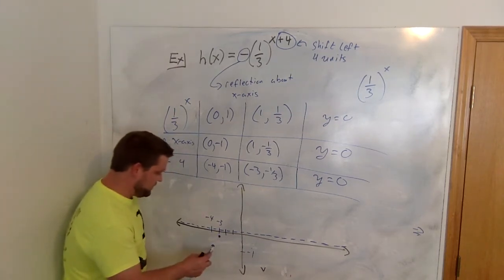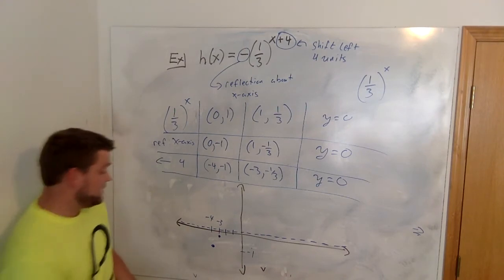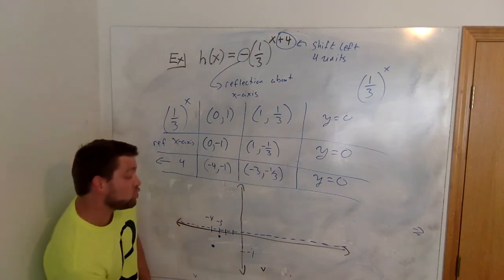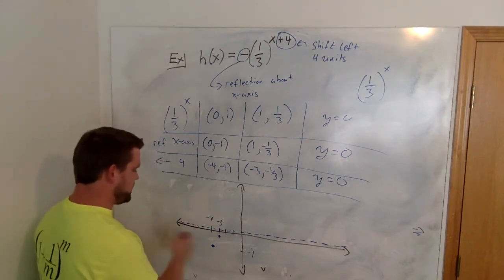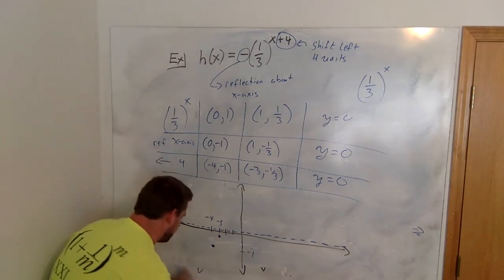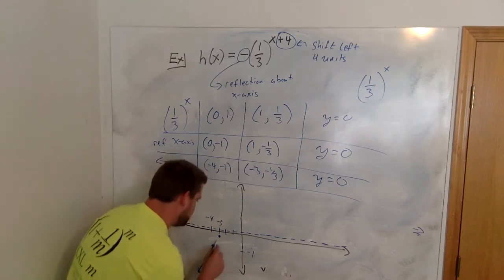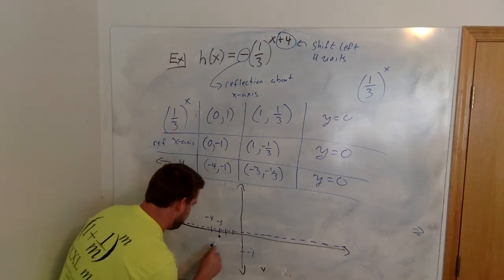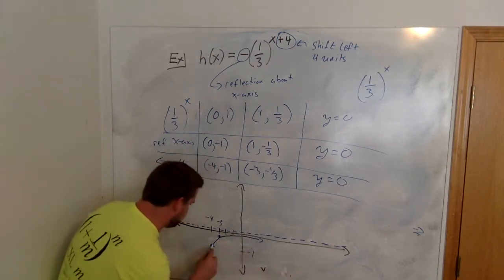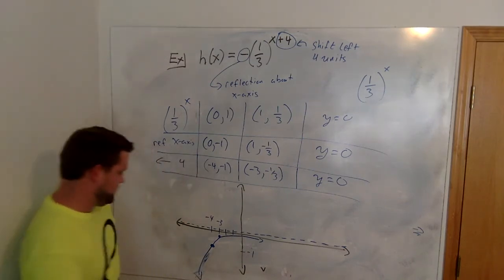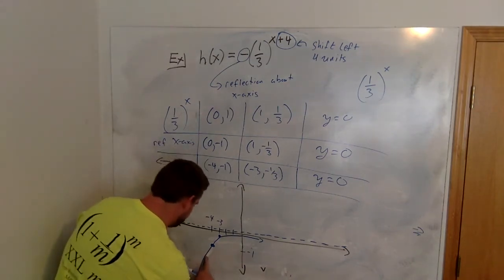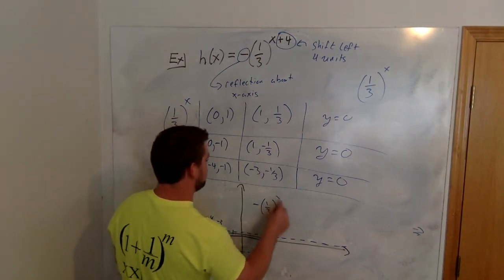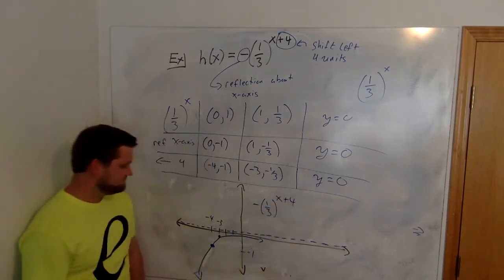So now we have everything we need to sketch this. So notice that since these 2 points are below the horizontal asymptote, the whole graph is going to be below the horizontal asymptote. And moving from left to right, the graph will look like this. So here's the graph. Here's the graph of -1/3 to the x plus 4.